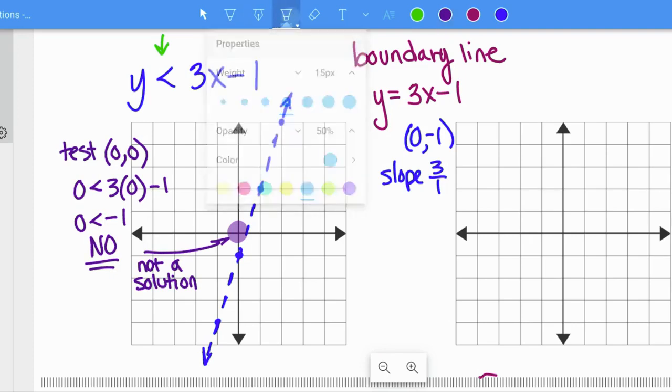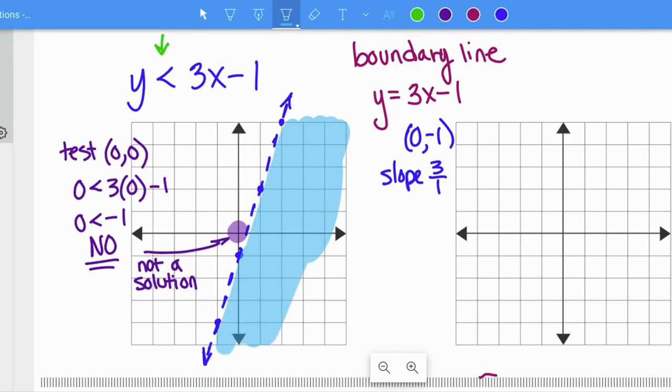But we could also prove it. So let's just say this is my solution set over on this side of the boundary line. Let's prove that it actually is, right? I can pick any point over here. So let's try the point. Oh, just anything. What's this one? This would be 2, 0. Right, so I'm going to test that in.